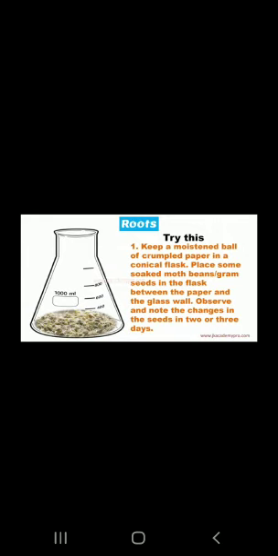Place some soaked moth beans or gram seeds. You have to soak some seeds like fenugreek seeds, moth beans, beans, or gram seeds, or peas. These seeds you have to soak overnight, and then you have to put them in this container. Observe and note the changes in these seeds in 2-3 days.